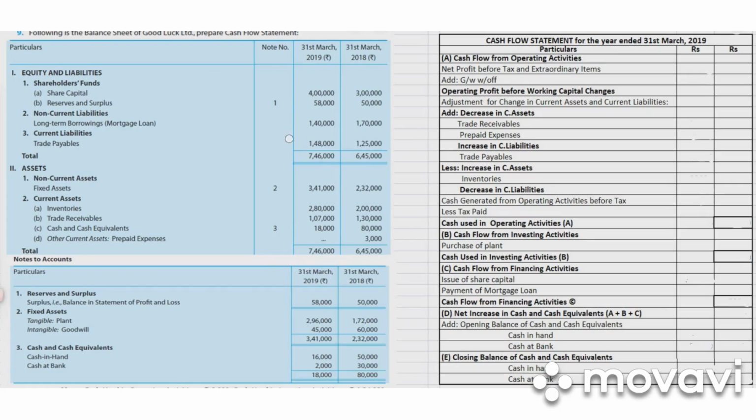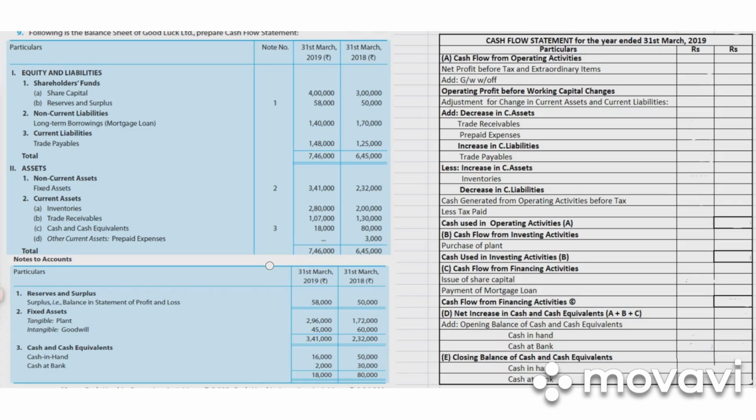So what we have to do is, from this balance sheet and the notes to accounts, and in most of the questions there will be adjustments. Of course, in this question there are no adjustments or additional information given, so that makes this question very simple. With adjustments, we will do another question later. What we have to do is, from this given balance sheet and the notes, find out the cash inflow and outflow.